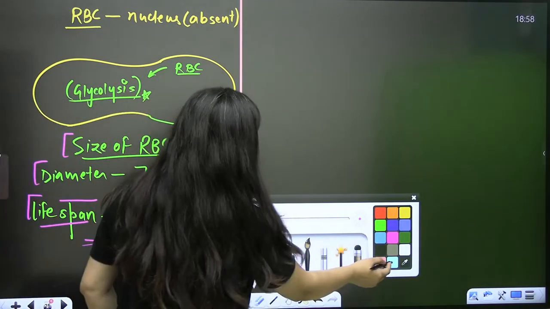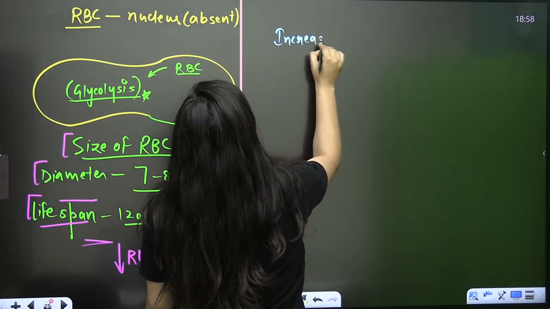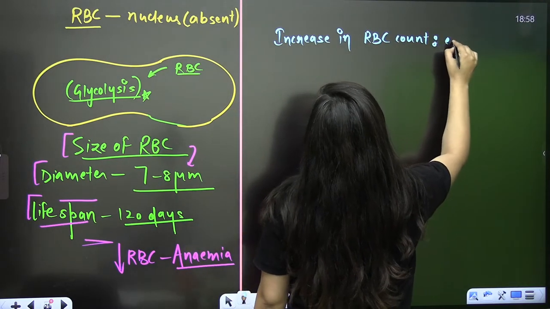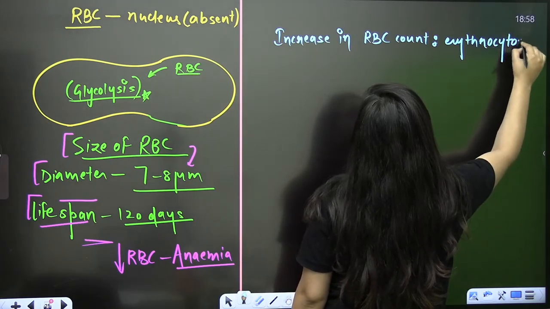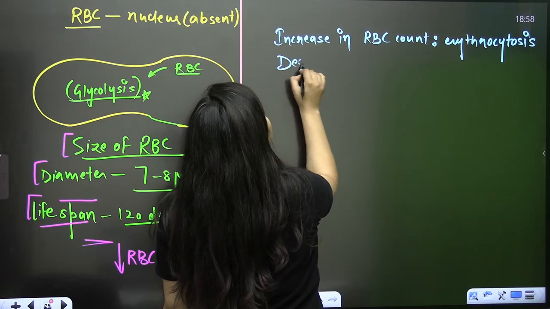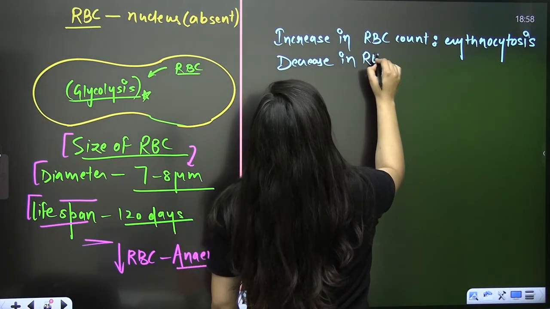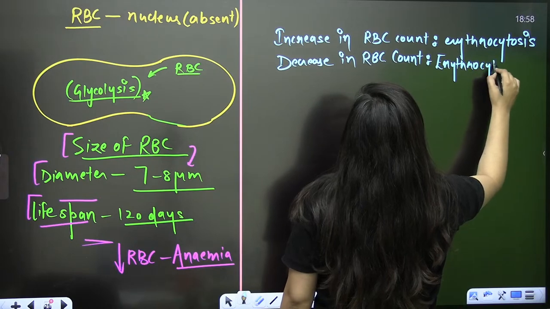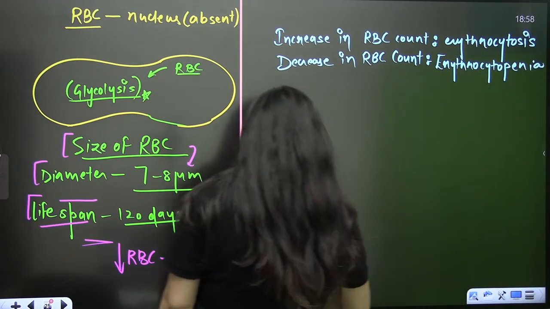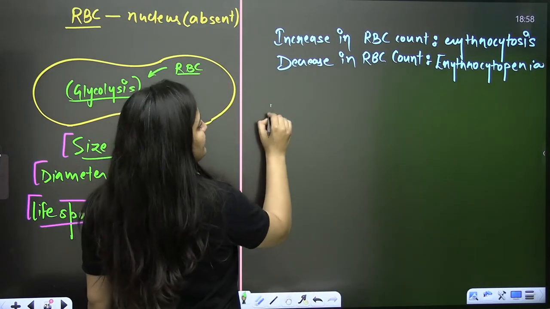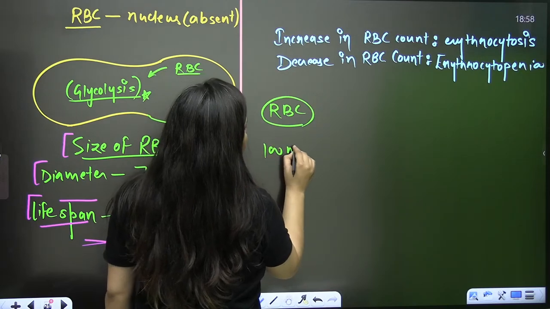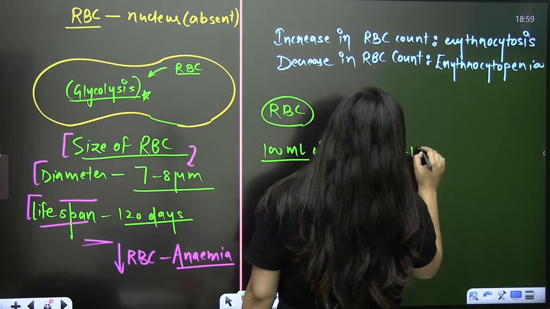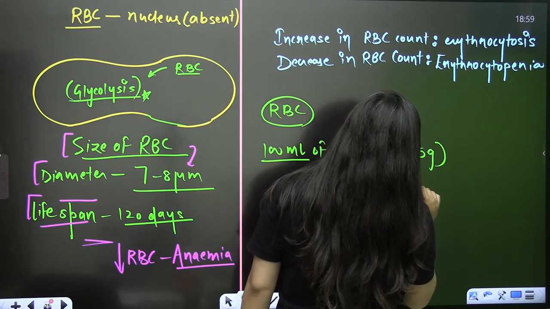Done? So if there is an abnormal increase in RBC count, it is erythrocytosis. What is the word that you will use for it? Erythrocytosis. If there is a decrease in RBC count, then it will be erythrocytopenia. Now we are talking about the RBCs, the blood. 100 ml of blood contains near about 12 to 16 gram of hemoglobin. Do you know that?